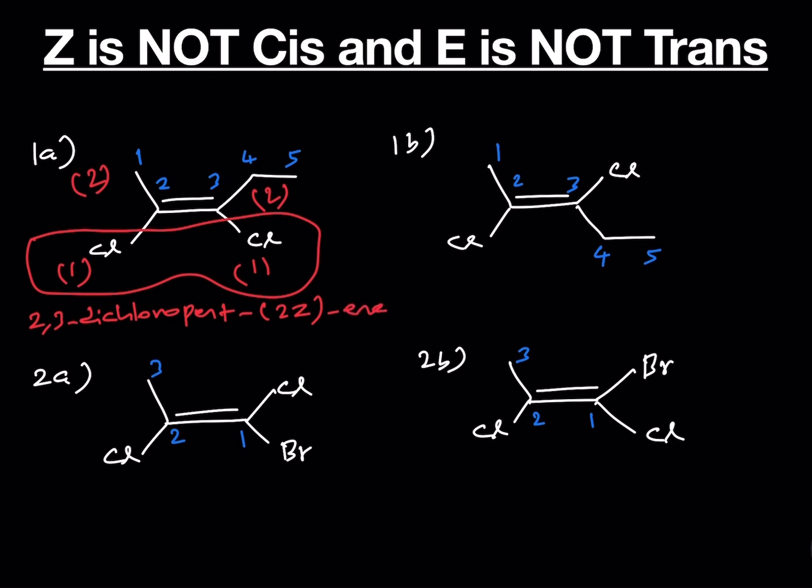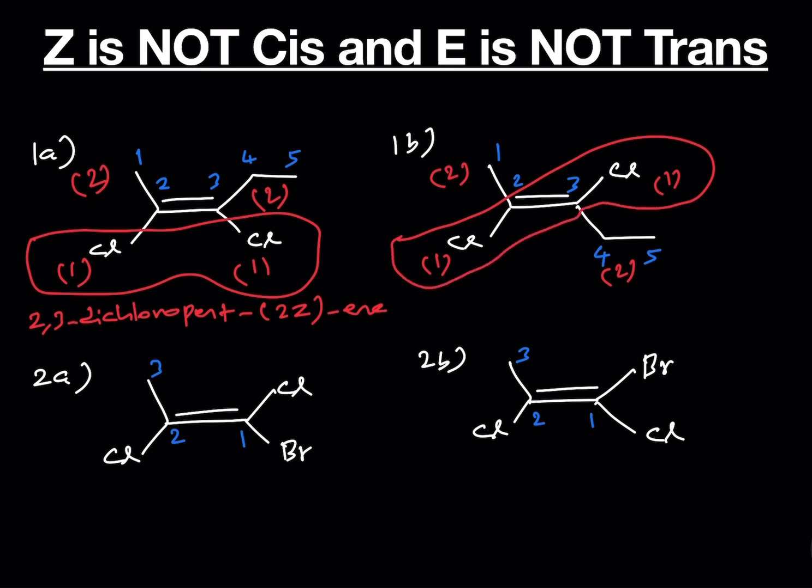Likewise for 1B, here 1, here 2, here 1, here 2. Here our higher priorities are on the opposite side and therefore this is an E isomer. So 2,3-dichloro pent 2E ene.